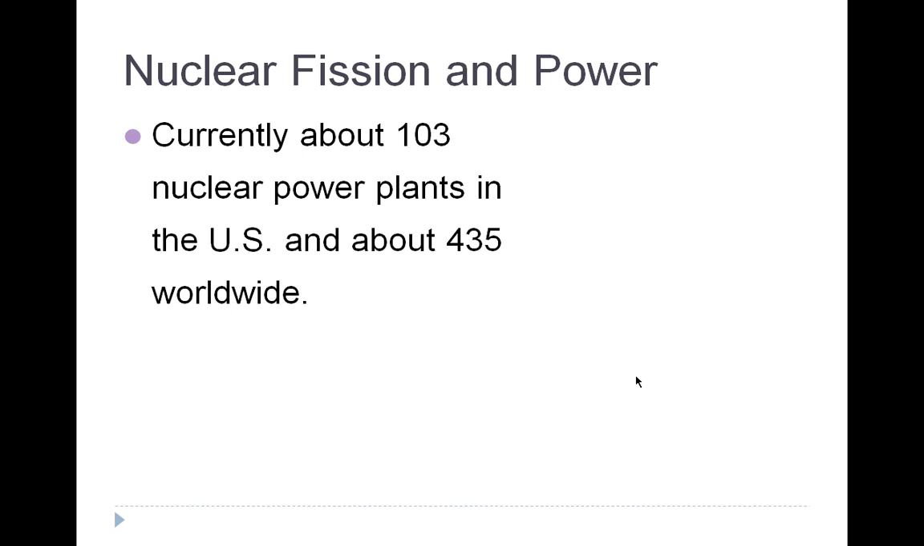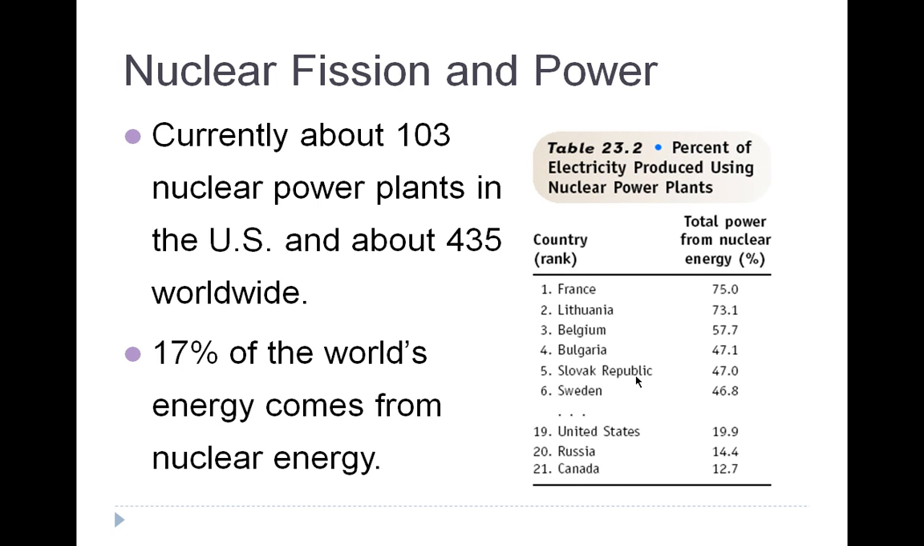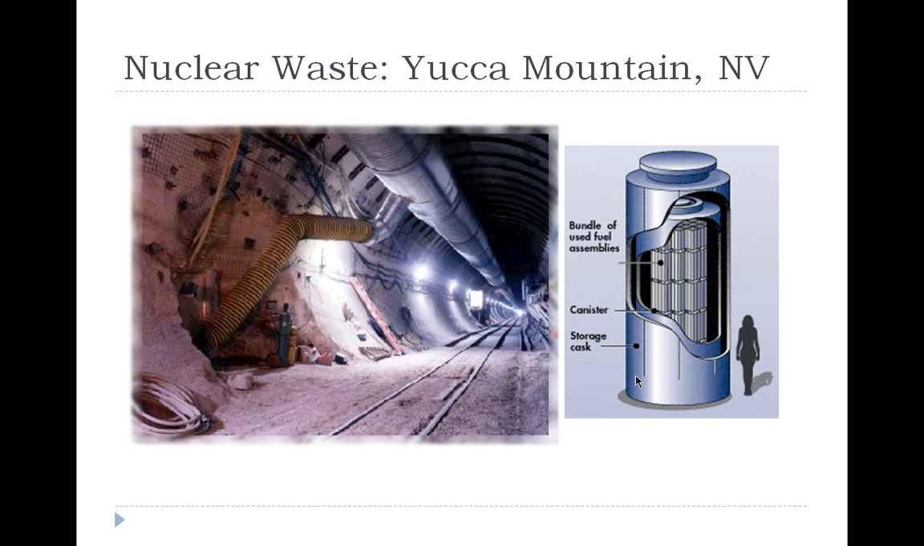Currently, about 103 nuclear power plants are in the U.S., and there's about 435 worldwide. That was at the time that I made this PowerPoint. 17% of the world's energy comes from nuclear energy, and here's some lists of countries in terms of the percentage of the electricity that they get from nuclear power. Notice we're not at the top. Most of Europe is actually using nuclear energy. We get about 20% of our electricity from nuclear energy.